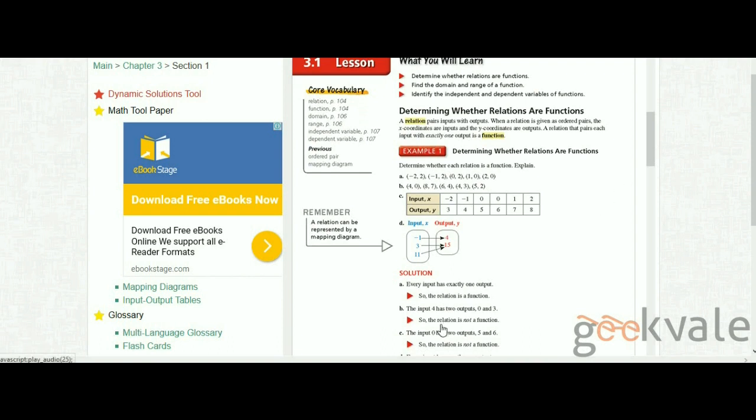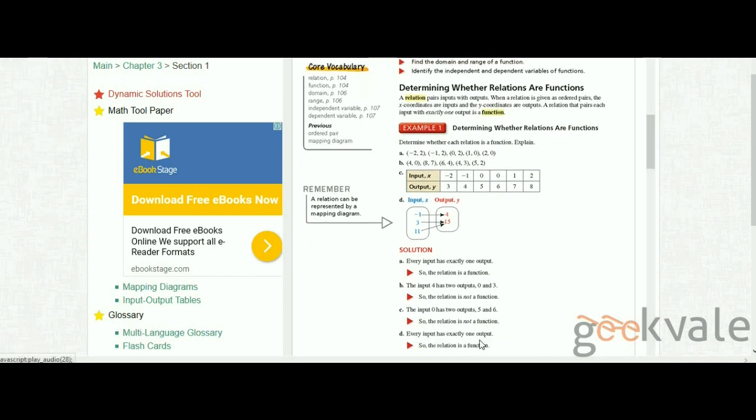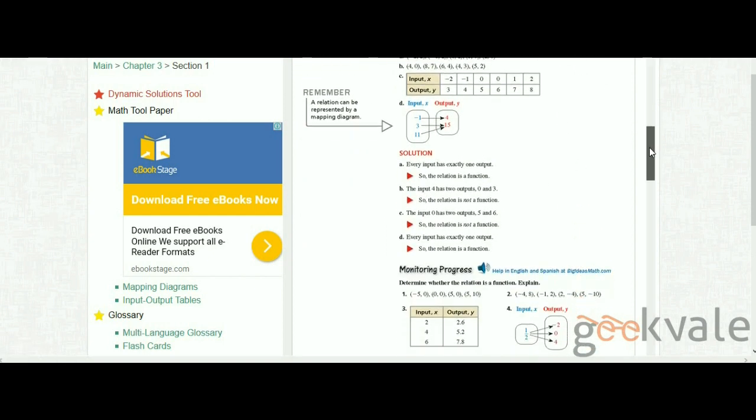D now. Let's look at D. It says 1 is mapping to 4, 3 is mapping to 15, and 11 is mapping to 15. Two different inputs mapping to one output. We're going to get ordered pairs like 3, 15 and 11, 15. Each ordered pair will have a unique input, so this one will be a function. Relation is a function. Now let's look at the next one.